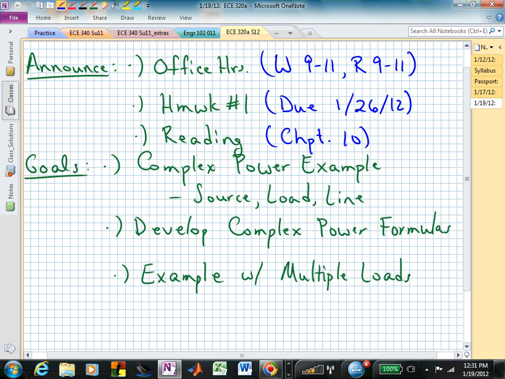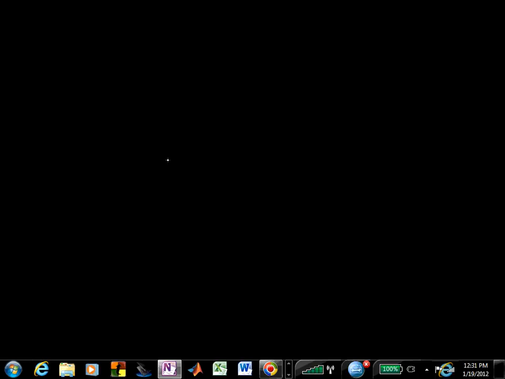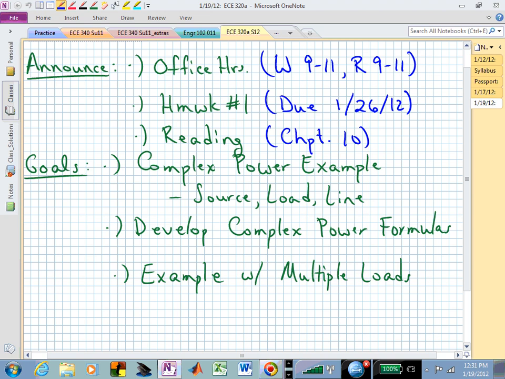Homework number 1 hopefully is now available. That's due in a week. It's based on what we're talking about now, which is chapter 10 material, and that's what you should be reading. You should be covering all of chapter 10 to be able to keep up with what we're doing in class and what you'll be using for homework number 1.